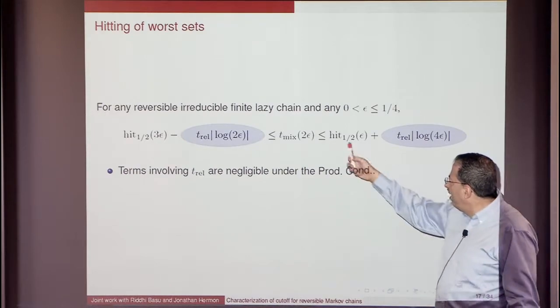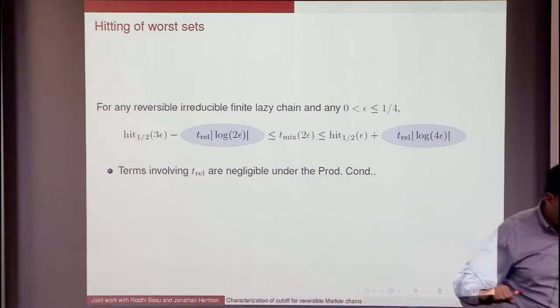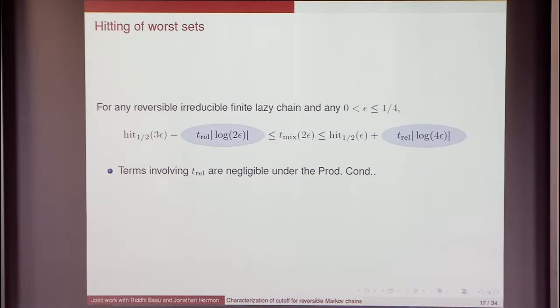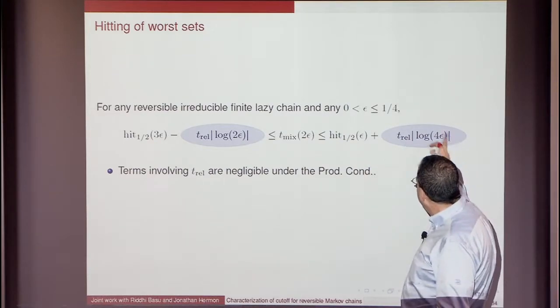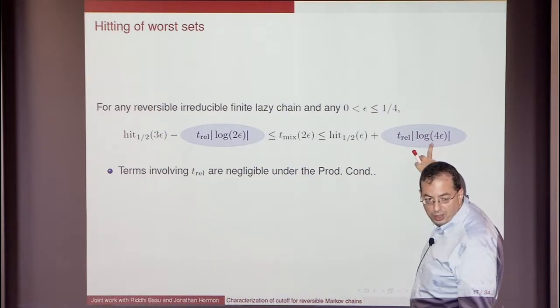So it's bounded above by the hit half of epsilon. Remember, this means the maximum over all sets of measure at least half and all initial states of the time needed to ensure you hit the set with probability at least 1 minus epsilon. Okay, it's a mouthful, but this is what this means. And then there's a correction term which involves just the relaxation time with a log epsilon.